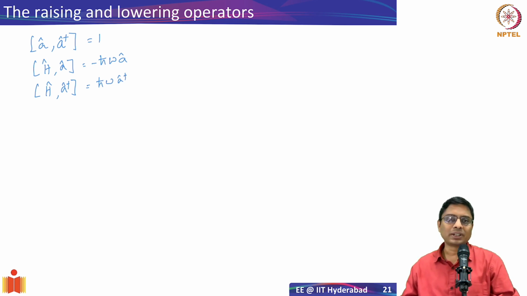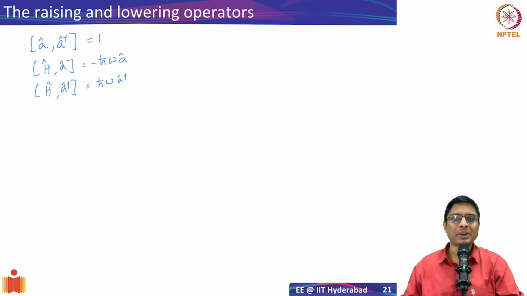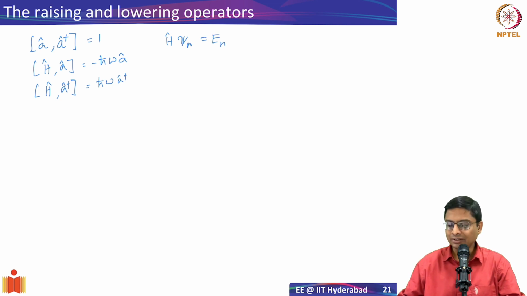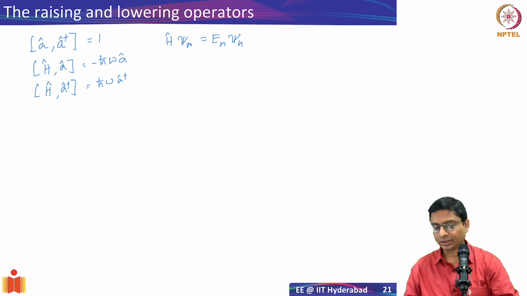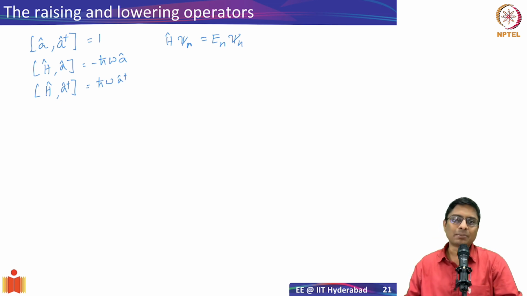Now, we want to understand how the operators impact the energy eigenvalues. So what is the equation that gives us energy eigenvalues? It's the Hamiltonian, the Schrodinger wave equation, which I can express as the Hamiltonian acting on psi n giving me the energy eigenvalue En times psi n. Here psi n is a wave function, an eigenfunction essentially.